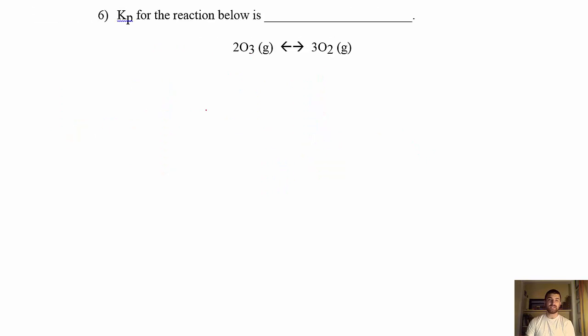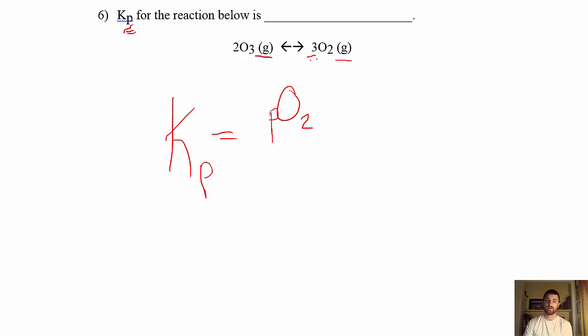6. What is the Kp? So now here, the P is saying, hey, equilibrium constant, but in terms of pressure. So we're dealing with gases, so we go, all right, well, again, Kp is products over reactants, so I put pressure of my O2 instead of concentration to the third power all over the pressure of my O3 to the second power because of the coefficient. So that's all it is.